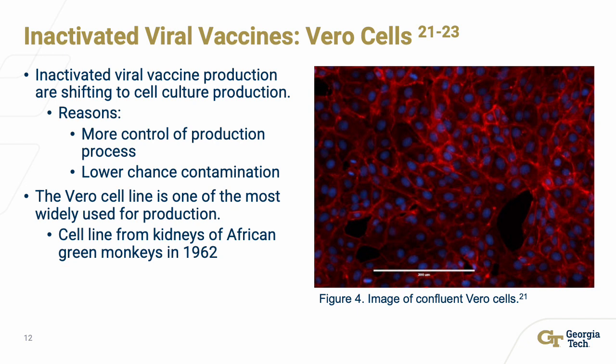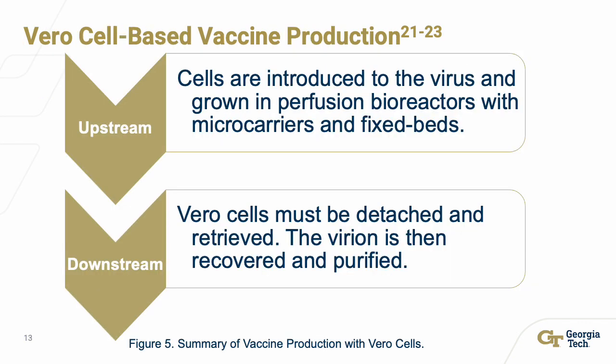Of the existing cell lines, the Vero cell line is one of the most widely used for production. This cell line originates from the kidneys of African green monkeys, and an image of confluent Vero cells is shown in Figure 4. Production of vaccines with Vero cells involves two phases, the upstream phase and the downstream phase.